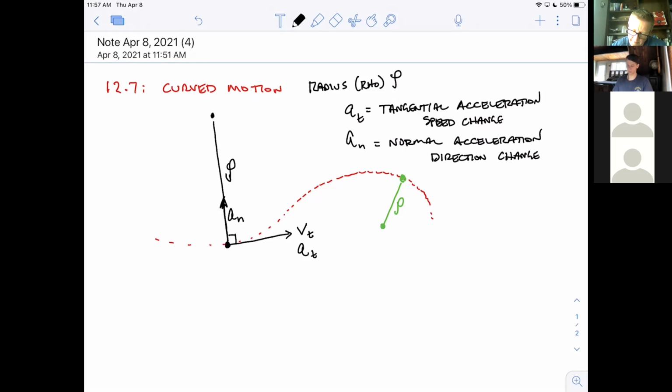And therefore, your assignment will ask you this some, but your actual acceleration is those two vectors put together, since those are technically vectors.